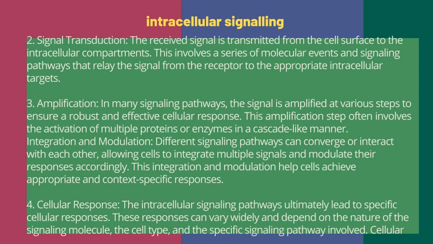Third, amplification. In many signaling pathways, the signal is amplified at various steps to ensure a robust and effective cellular response. This amplification step often involves the activation of multiple proteins or enzymes in a cascade-like manner. Integration and modulation. Different signaling pathways can converge or interact with each other, allowing cells to integrate multiple signals and modulate their responses accordingly. This integration and modulation helps cells achieve appropriate and context-specific responses.